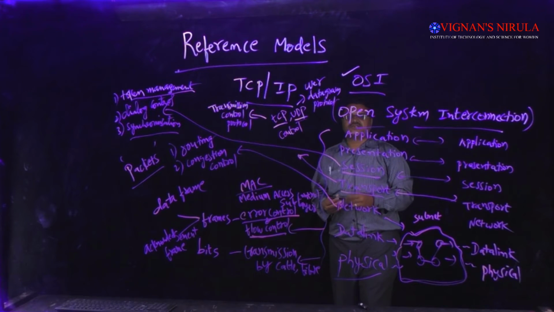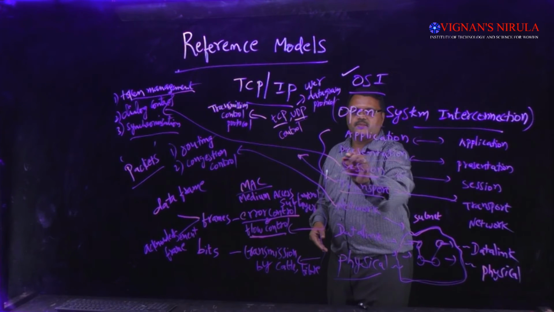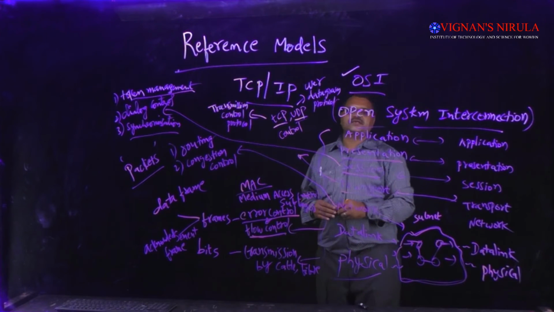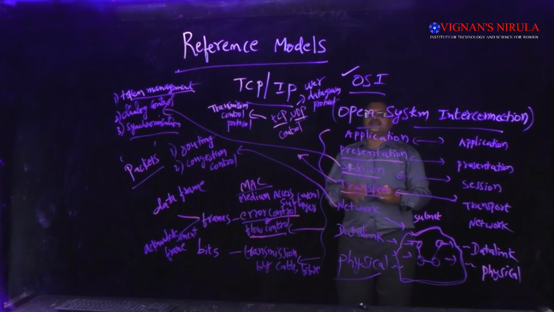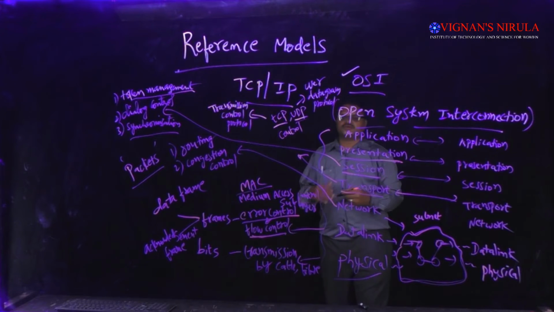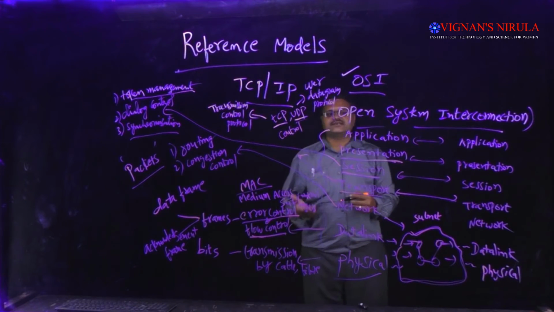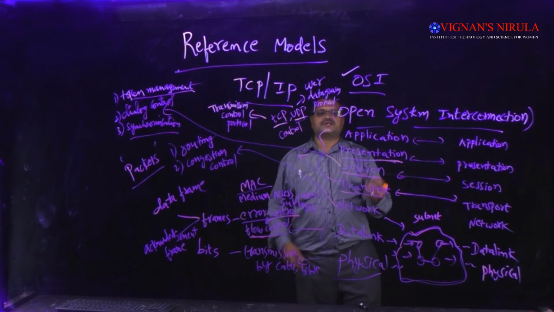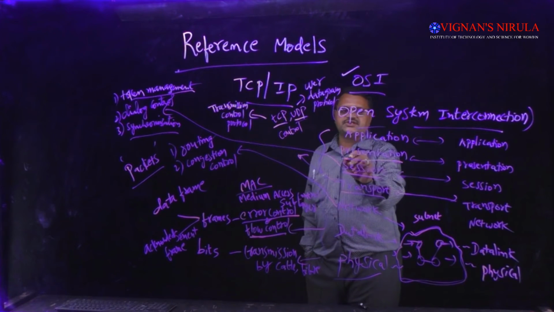Next is the presentation layer. This layer is basically used for presenting the information which the user sends from the sending side to the receiving side. That's the only basic thing. There is nothing more about this presentation layer.